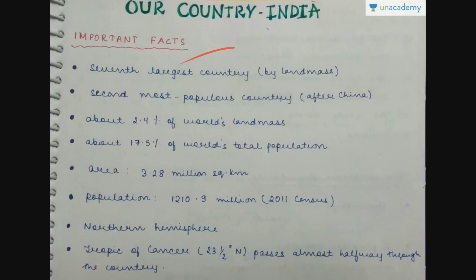It is also the 2nd most populous country. Population wise, India is the 2nd most populous country after China. India contains about 2.4% of the world's land mass, and in terms of population it is 17.5% of the world's total population. The total area of India is about 3.28 million square kilometers. The population according to Census 2011 is 1210.9 million.